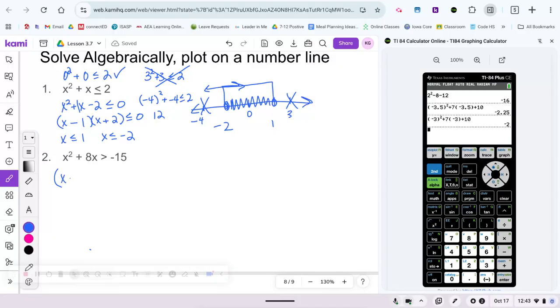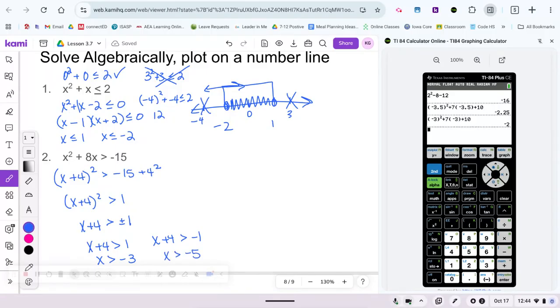Here I'm going to do this one by completing the square. So I'm going to take half of the middle term, square it, and add it to the c term, which gives me x plus 4 squared is greater than 1. So x plus 4 is greater than plus or minus 1. So x plus 4 is greater than 1, and x plus 4 is less than negative 1. X is greater than negative 3. X is less than negative 5.